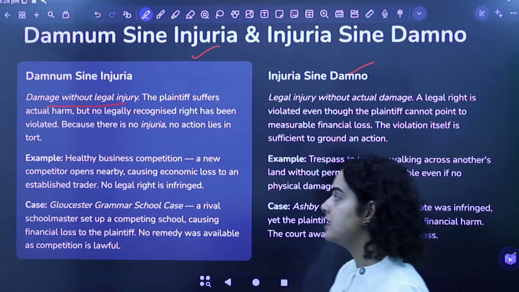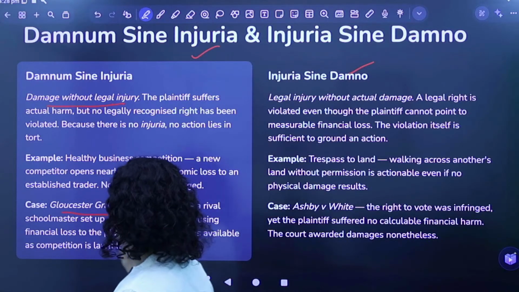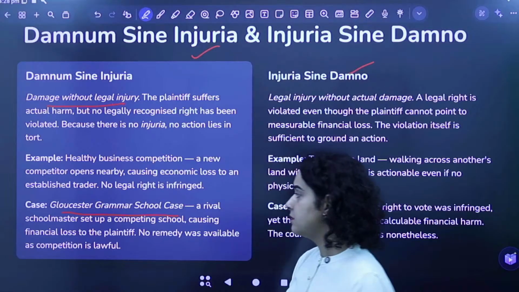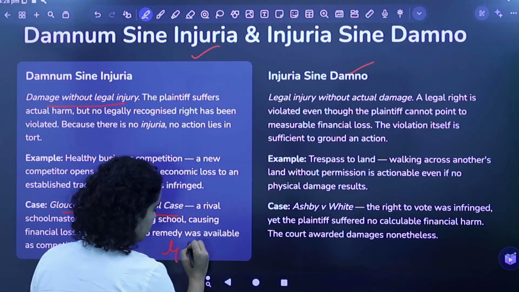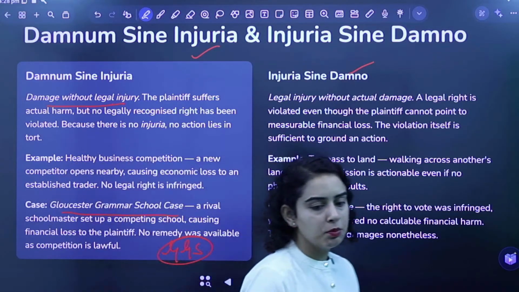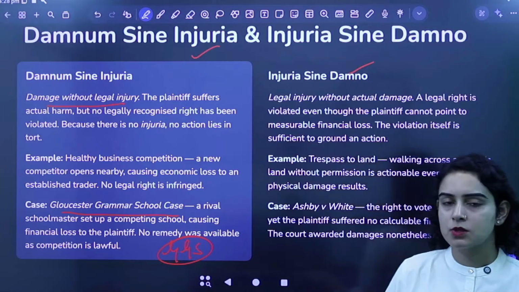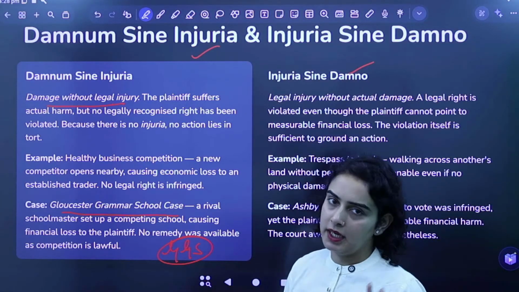Now what does it mean? Let's understand it in detail. Now there is a judgment called the Gloucester Grammar School case. अब इसमें क्या हुआ था? There was this school, let's just call it GGS. GGS was a school in a locality. It had a monopoly. यहाँ पे इसके अलावा और कोई बढ़िया स्कूल नहीं था. Best amazing school. उस एरिया के जितने बच्चे थे इस स्कूल में पढ़ने आया करते थे.